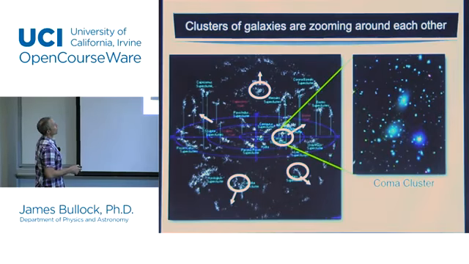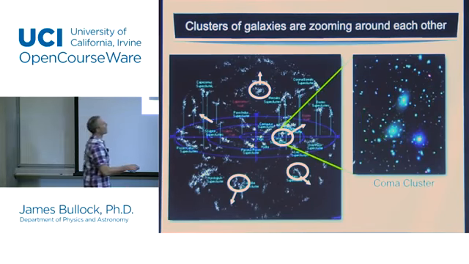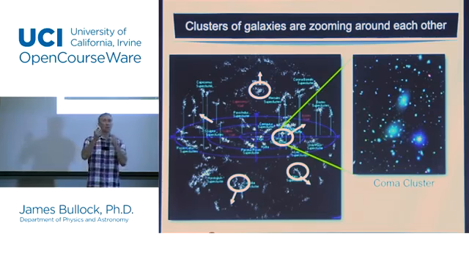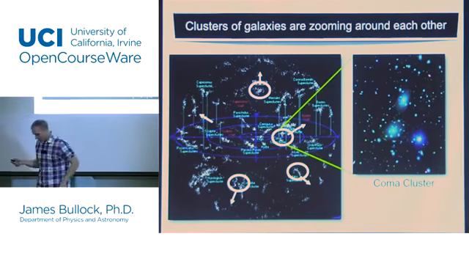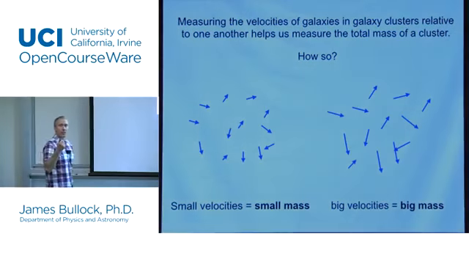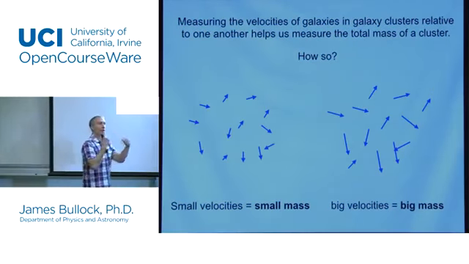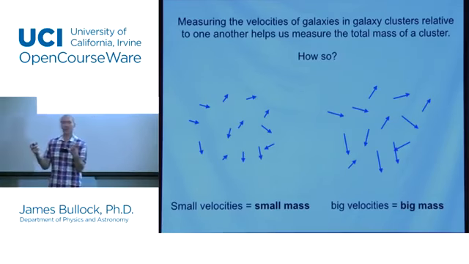For example, here's the Coma cluster. So this cluster of galaxies, you can image it from the ground here, and it's beautiful. It's got all these galaxies all clustered together in the same spot. They're roughly all moving at the same speed, but they're orbiting around each other a little bit. So it turns out that by measuring the velocities of galaxies with respect to each other in these clusters, you can measure how massive the cluster is.